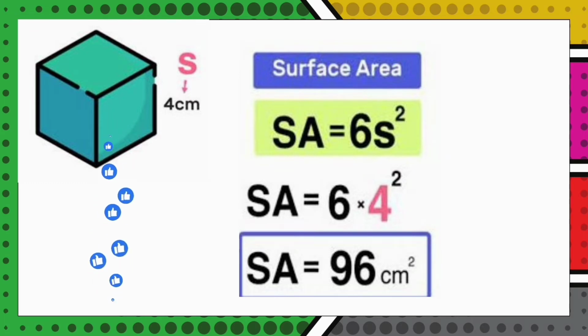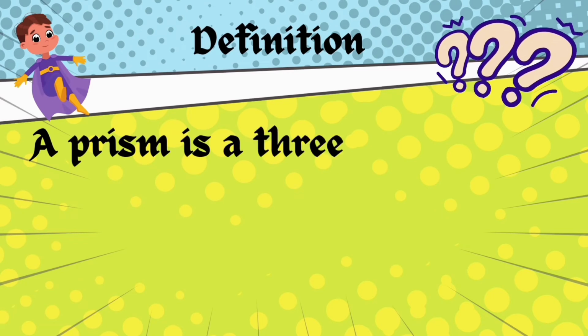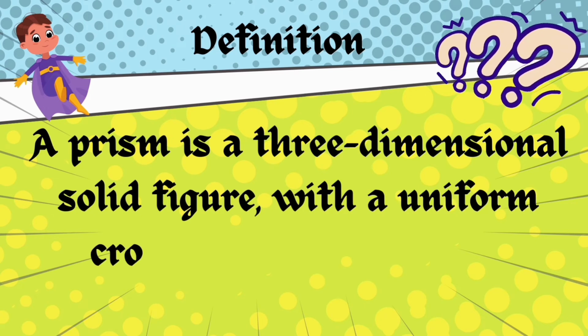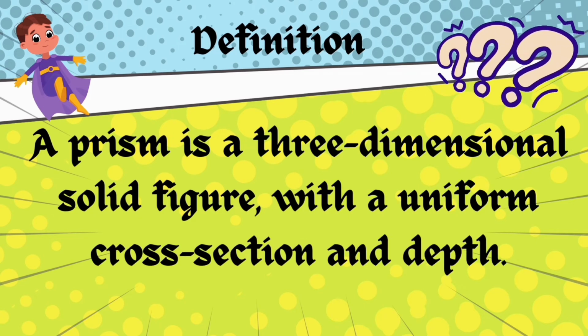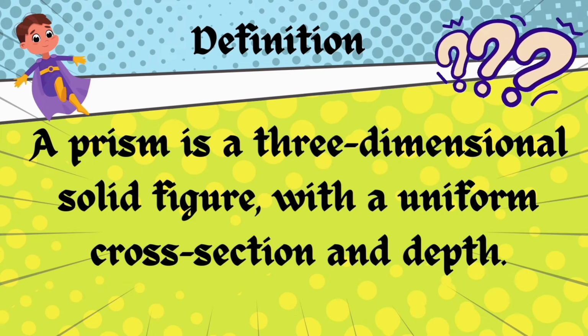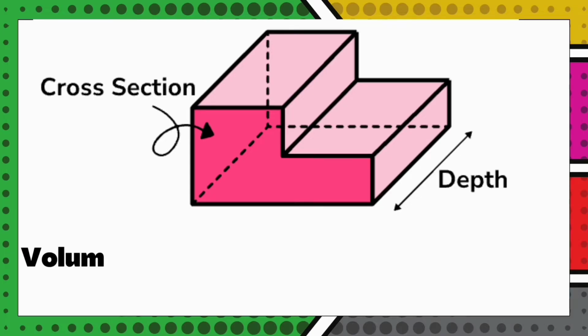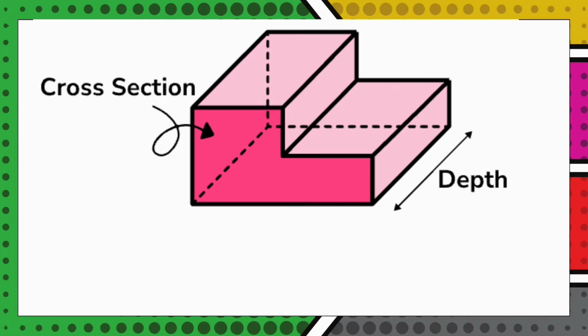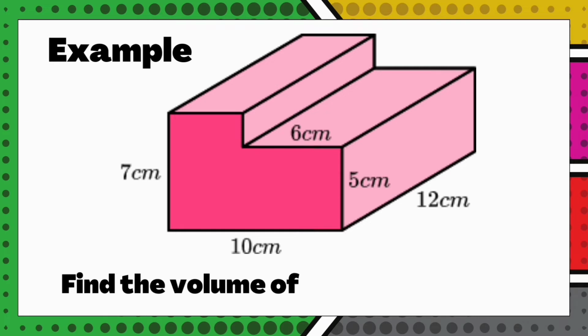The next solid figure I'll be teaching you is the prism. The prism is a three-dimensional solid figure with uniform cross-section and depth. There are many types of prism that you can find, but I'll be teaching you just a type of prism to demonstrate how to find the volume of a prism. Generally, the volume of a prism is the area of the cross section times the depth of the prism. The cross section is usually a shape that we know, so you just multiply it by the depth.